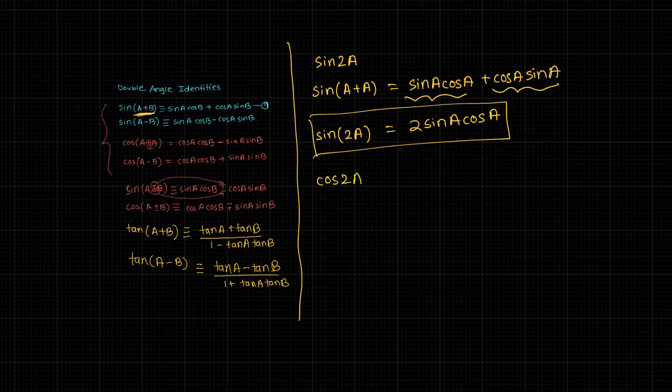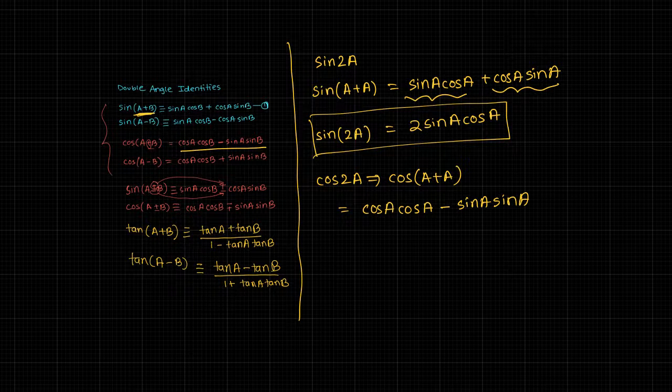Let's say cos 2a, we can write this as cos(a + a). And if we now plug this into the identity, we can write this as cos a times cos a minus sine a times sine a. So this can be written as cos squared a minus sine squared a. And you can further simplify this into other forms also, but this is the main form you need to know.